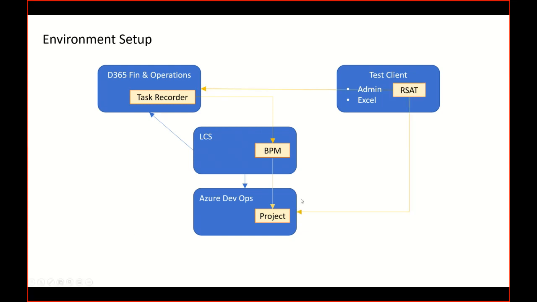Next step is that we're going to install the Regression Suite Automation tool on our test client, and we're going to configure it so that it is capable of reading the test cases that have been set up in our Azure DevOps. And then we're going to connect to a Dynamics 365 Finance and Operations environment where we're going to replay the task recording and validate that it still gives the same result.